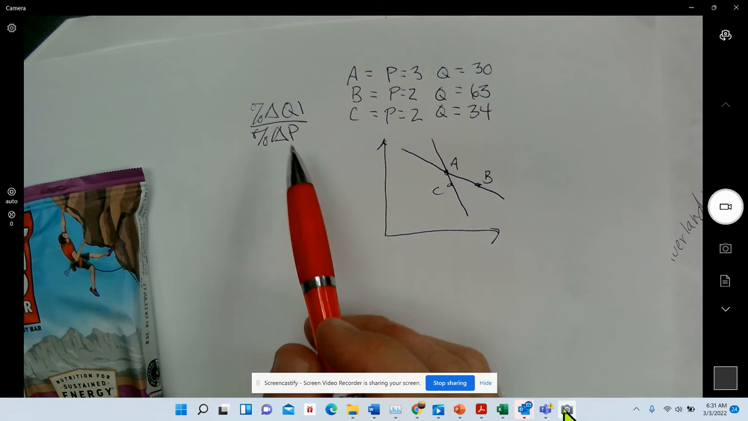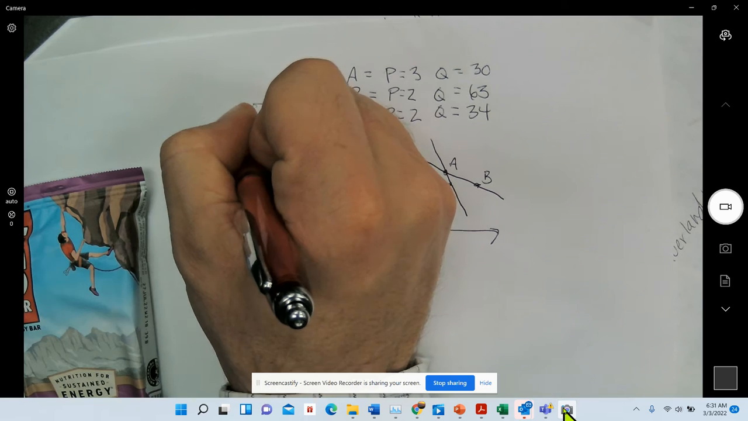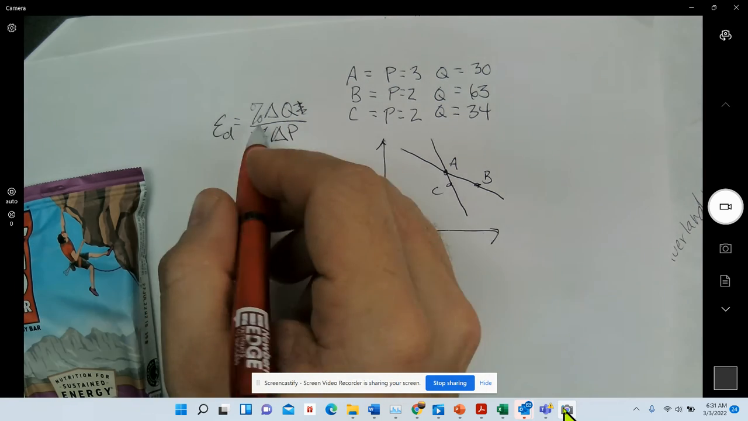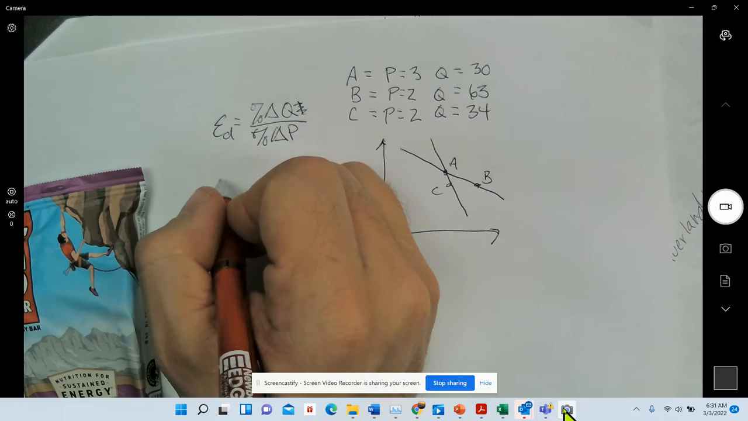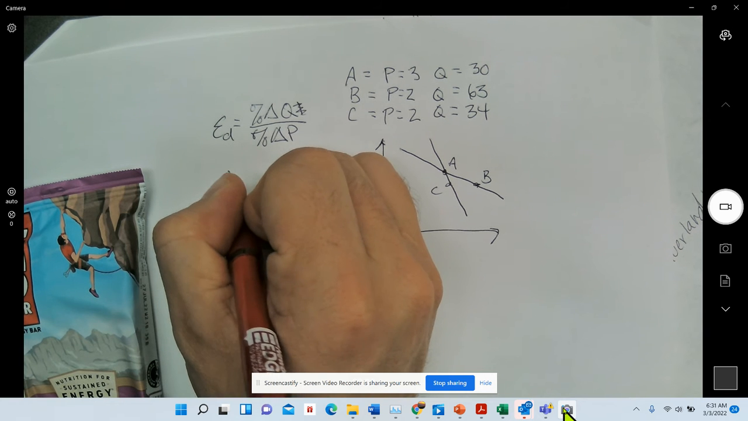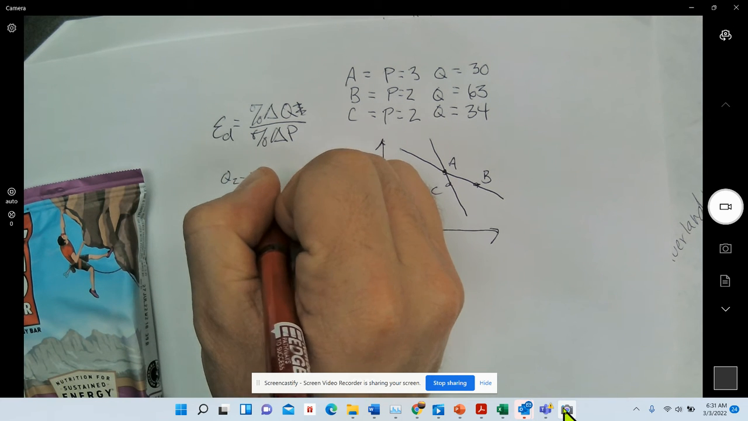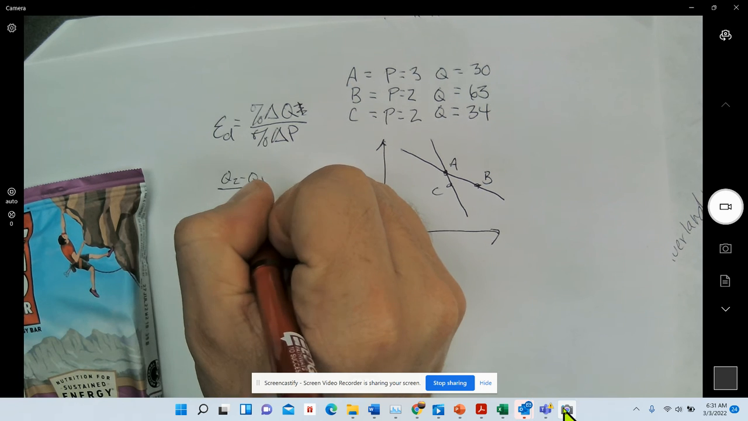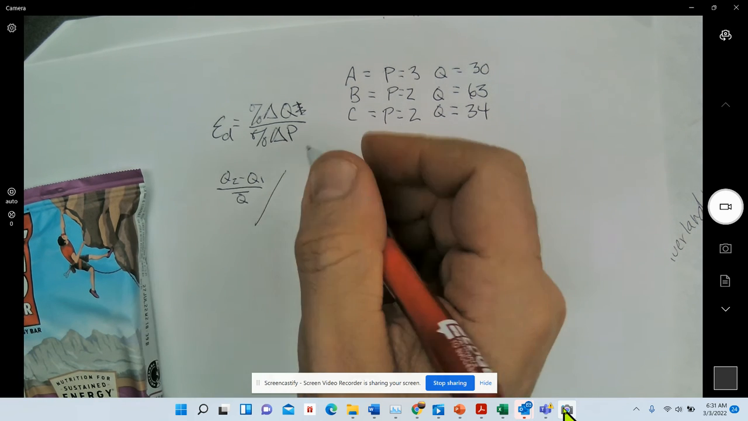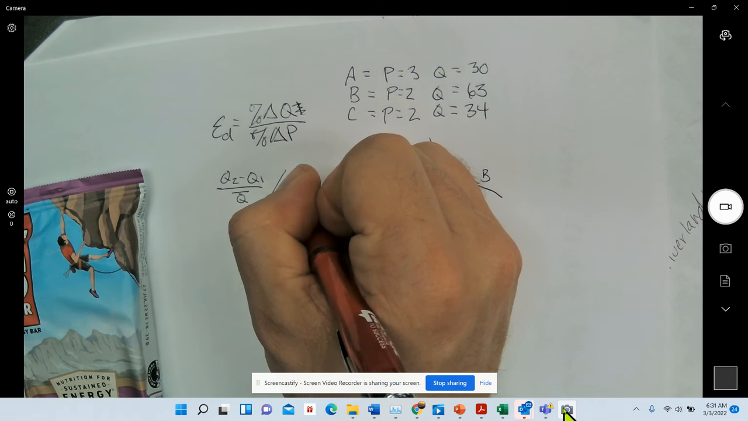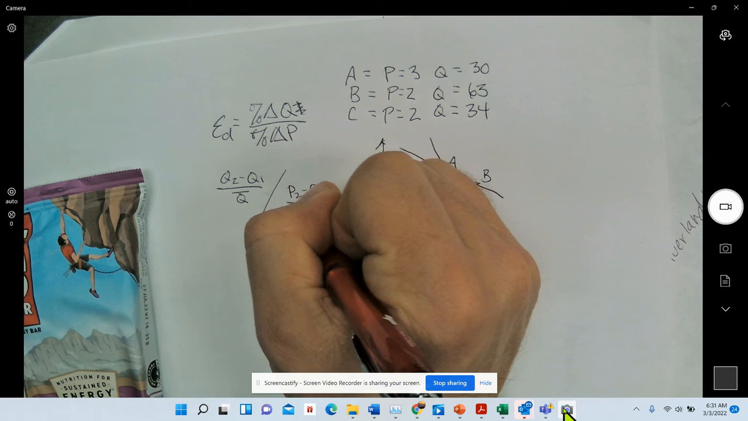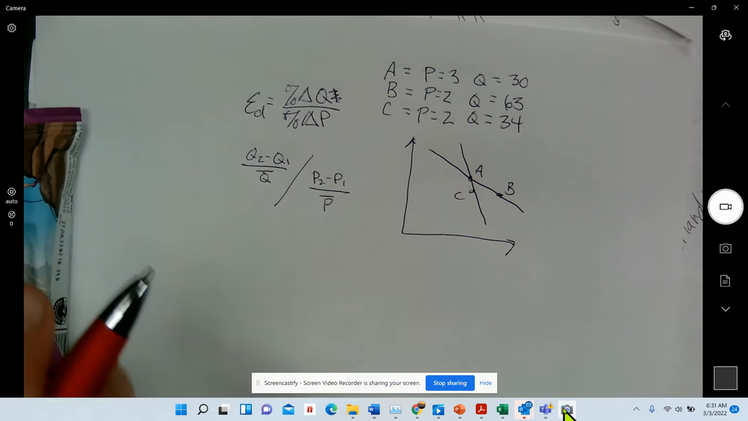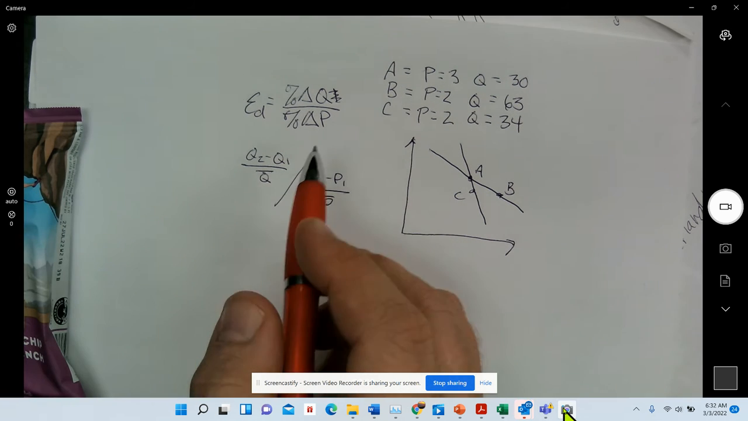Okay, so to calculate this elasticity of demand, remember we're going to estimate the percentage change of quantity. The formula is Q2 minus Q1, the delta, the difference in our quantity, divided by the average quantity, divided by the difference in P, P2 minus P1, over P bar. That's the formula we're going to be using. And so let's calculate this all out.